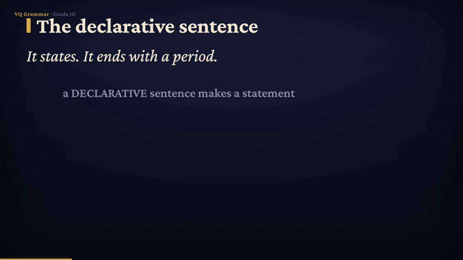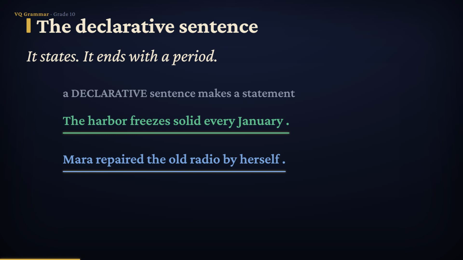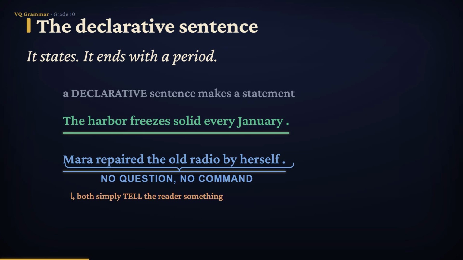A declarative sentence makes a statement. It simply tells you something. Listen: the harbor freezes solid every January. Or, Mara repaired the old radio by herself. Look closely at what those two are doing. They aren't asking, and they aren't ordering, and neither one is shouting. They are just telling, quietly handing the reader a piece of information. And because the job is to state, both of them close with a period. Statement, period. That is the pattern, and most of what you read and write in a day is exactly this.